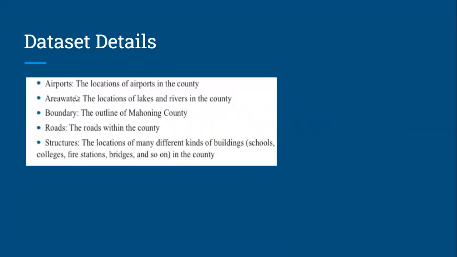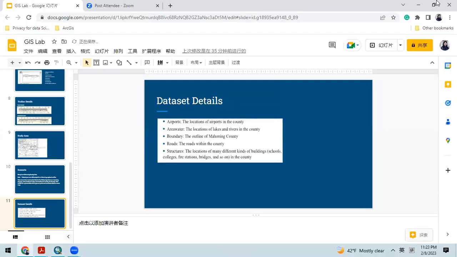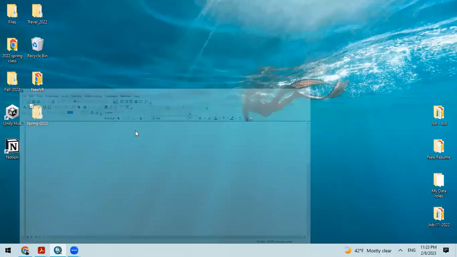For those datasets, you can get them from Blackboard. When you download it, remember to unzip it. After you unzip it, you will see a few PDF files and an answer sheet. So remember, I have the file here, I can show you.